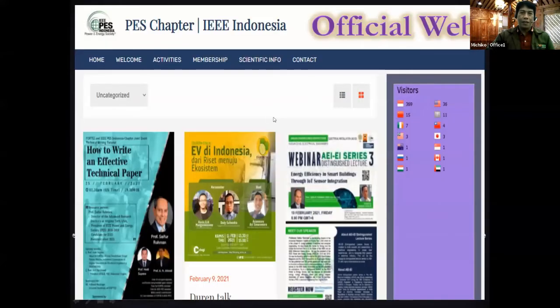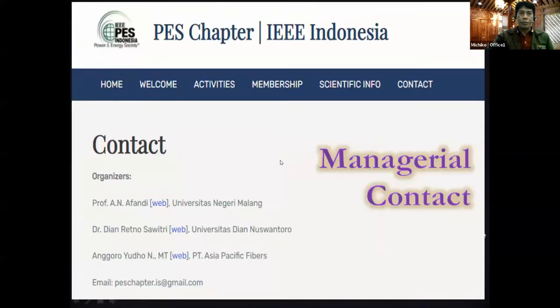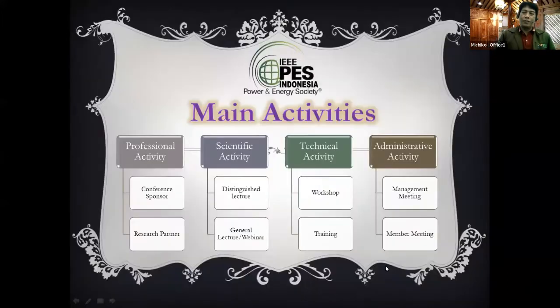This is the official website of our organization. All activities will be published on this official website, along with PES programs and activities. At this point, we have many contacts for collaboration, such as me at Universitas Negeri Malang, another in Semarang, and also Mr. Anggoro and Ms. Dian. You can contact us, and many collaborations are welcome. After that, these are the main activities in the PES.